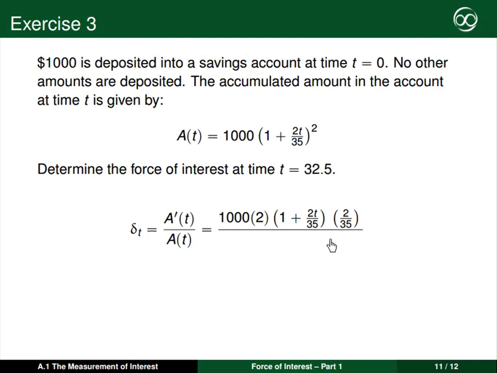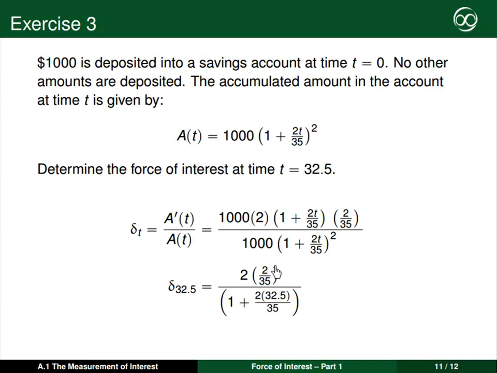Then I just write down the accumulation function again for the denominator. So now the 1,000s cancel. I also have one of these in the numerator and 2 of them in the denominator, so this one cancels and I just have a 1 there. Now I just plug in 32.5. Remember, this canceled, so I get 2 times 35, and this 1,000 canceled, and I plug 32.5 into this value here.